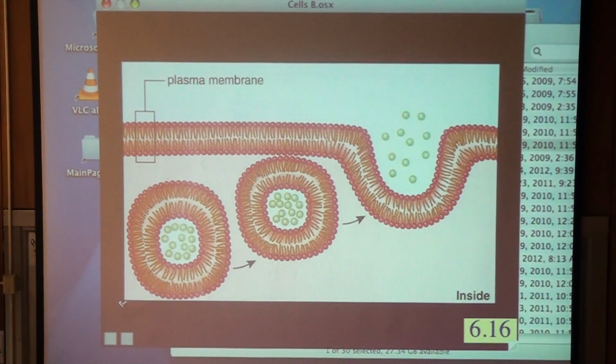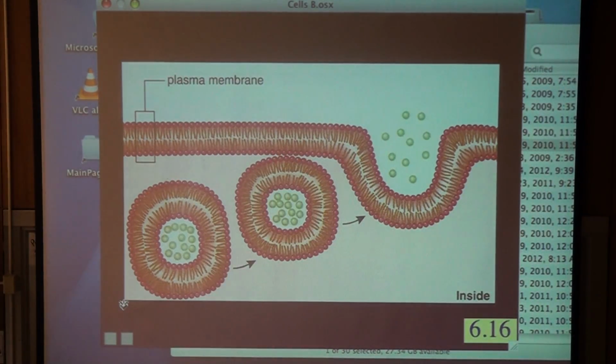So actually first, this is a diagram I stole from your textbook, but it shows what I just showed you. There's a vesicle with material that's going to be exported from the cell. It fuses with the plasma membrane, and the material that was in the vesicle gets dumped out, and that is exocytosis.